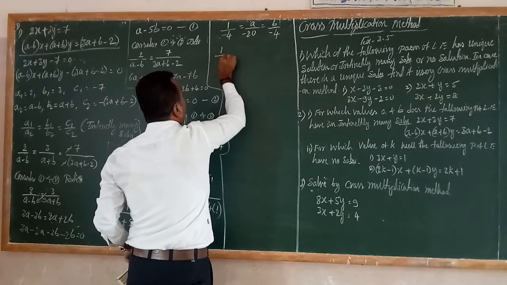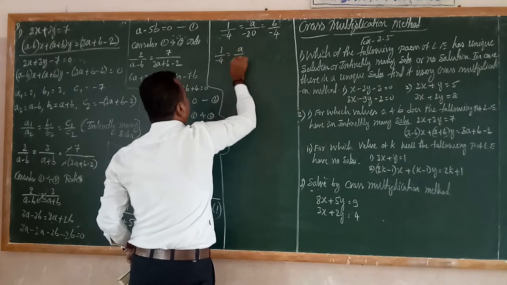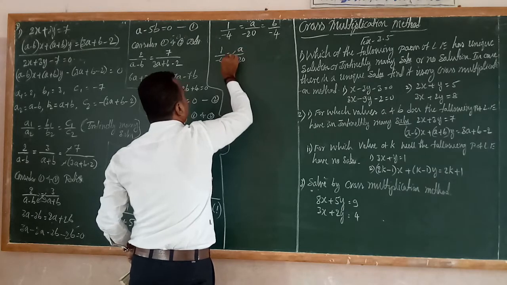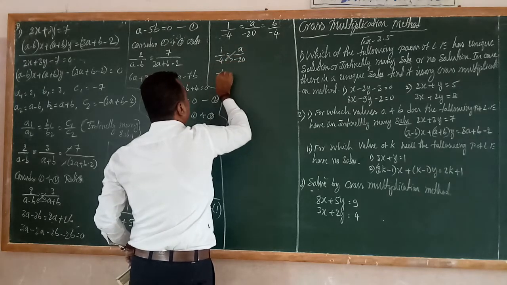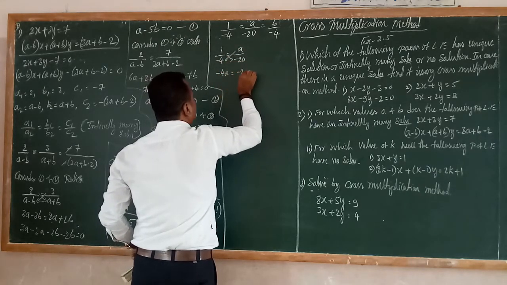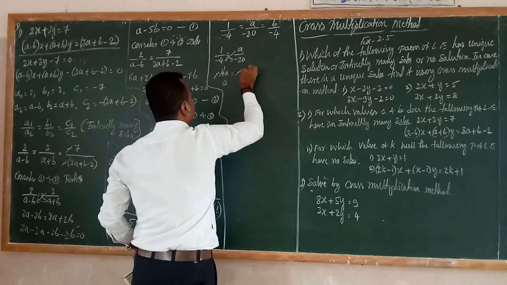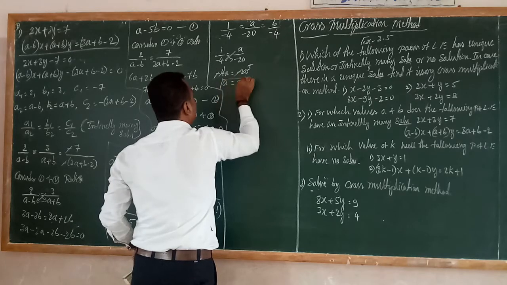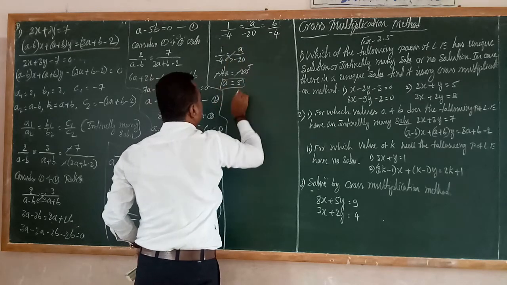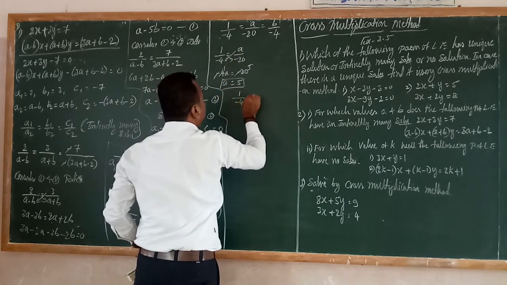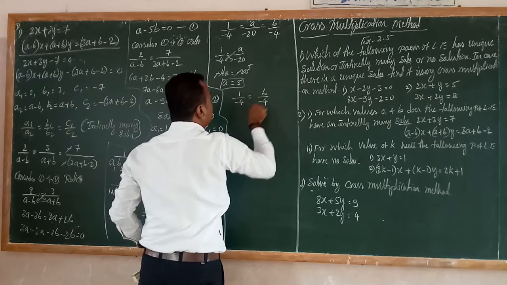It becomes 1 upon minus 4 is equal to A by minus 20. So you have to cross multiply that. So minus 4A is equal to minus 20. Minus minus will cancel. A is equal to, 4 fives are 20, A is equal to 5. Okay. Now you have to consider first and third one.